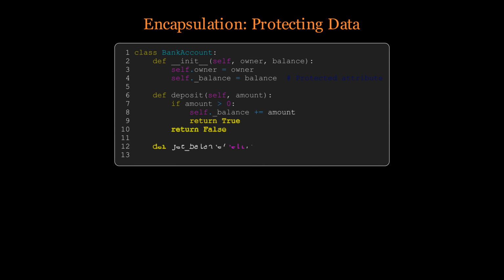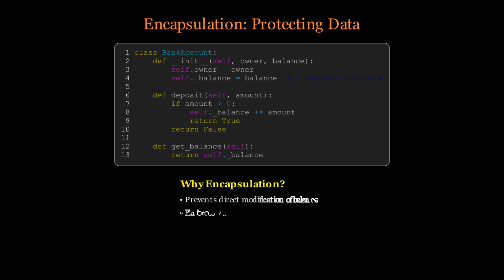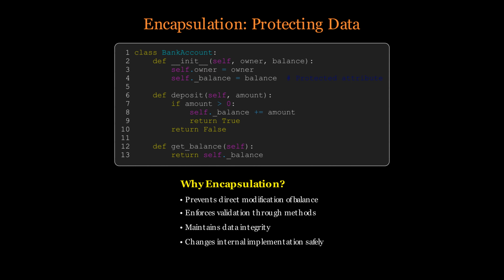Notice the underscore before balance. This indicates it's a protected attribute. Users should access it through the get_balance method, not directly. Methods like deposit ensure only valid operations occur. This protects data integrity and allows you to change internal implementation without breaking external code. Encapsulation makes code robust and maintainable.